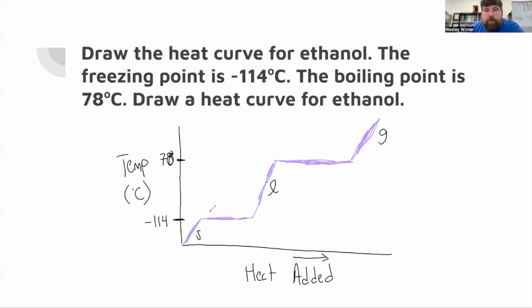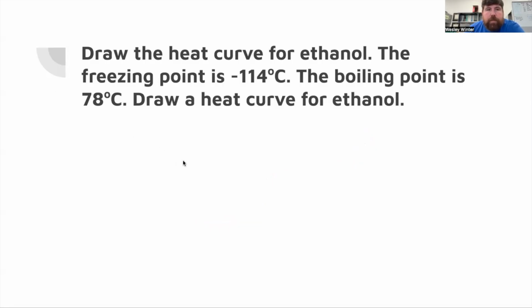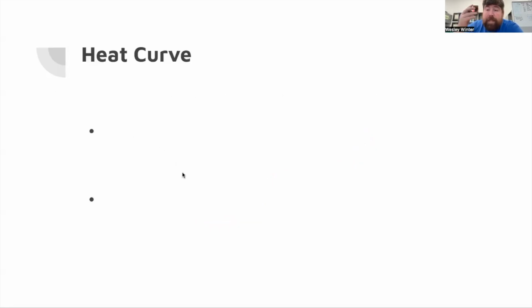All right, here we go. Let's go ahead and move on. So a heat curve contains two parts. The heat curve is going to be containing a horizontal line and a diagonal line. I'm just going to draw it one more time right here so you can see that there.